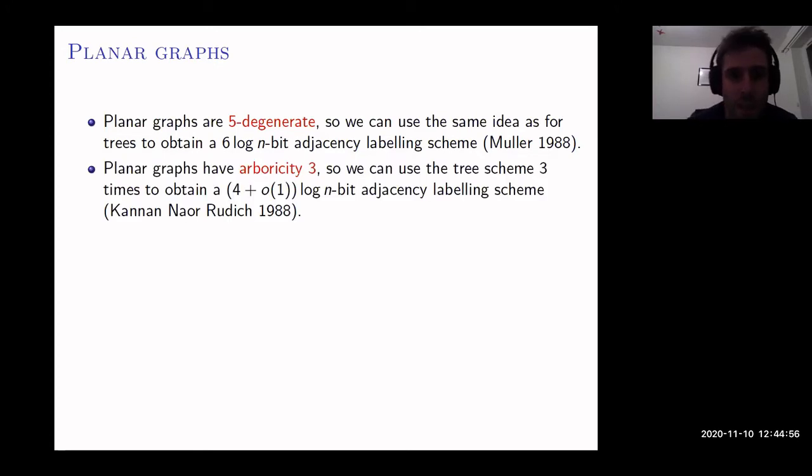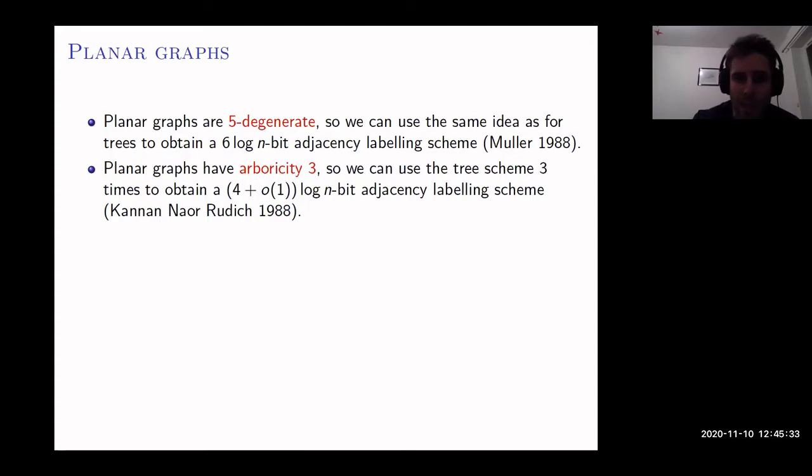Shortly after that, Kannan, Naor, and Rudich observed that you can do a bit better. You can go down to 4 log n. For this, you can use the fact that planar graphs have arboricity 3. So they have a partition of their edge set into 3 forests. And each forest you can orient with out-degree at most 1. So the whole planar graph can be oriented with out-degree at most 3. What you're going to do is store your name and the names of your at most 3 out-neighbors. And again, you can check adjacencies with that.